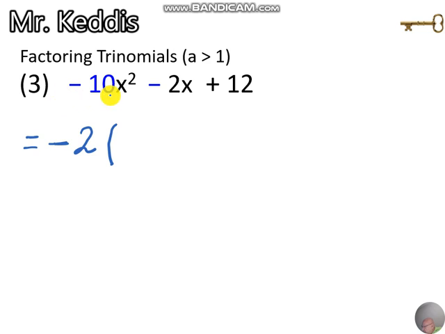When I divide negative 10x squared by negative 2, negative divided by negative, I get positive 5x squared. Negative 2x divided by negative 2, negative by negative, I get positive x. Positive divided by negative, I get negative 6. And the sign in division is the same as multiplication. The leading coefficient for this new trinomial is 5.